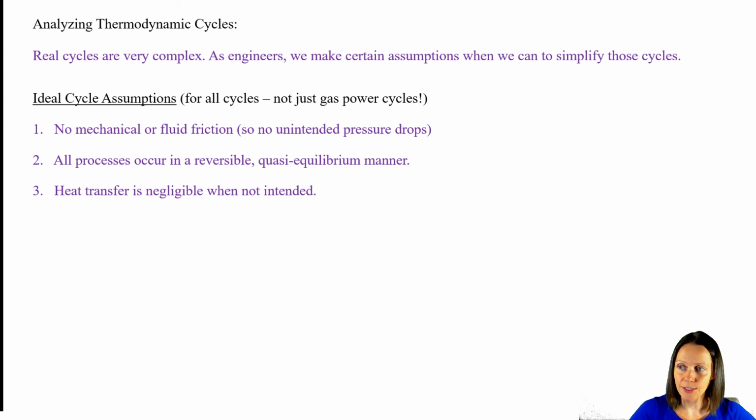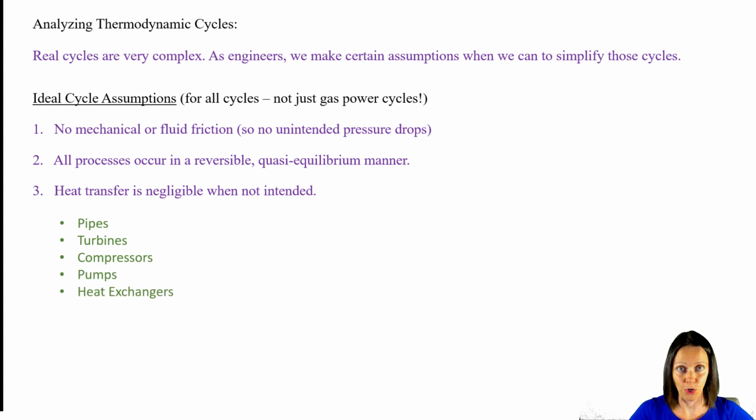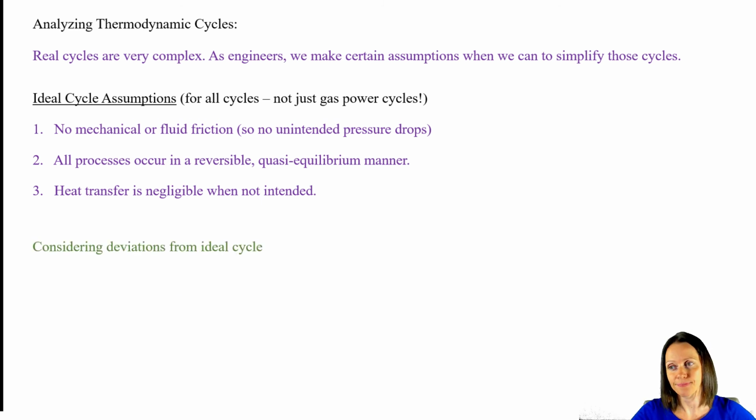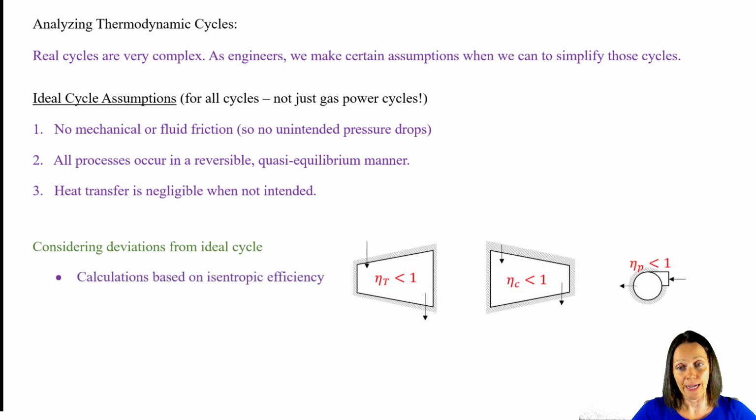And then the last ideal cycle assumption is that heat transfer is negligible where you don't want it to occur. So any connecting components, turbines, compressors, pumps, heat exchangers. Of course, in heat exchangers you do have heat being exchanged between the hot and the cold streams, but if you consider the entire unit as a whole, those devices are insulated, and so you don't have any heat transfer across the boundary.